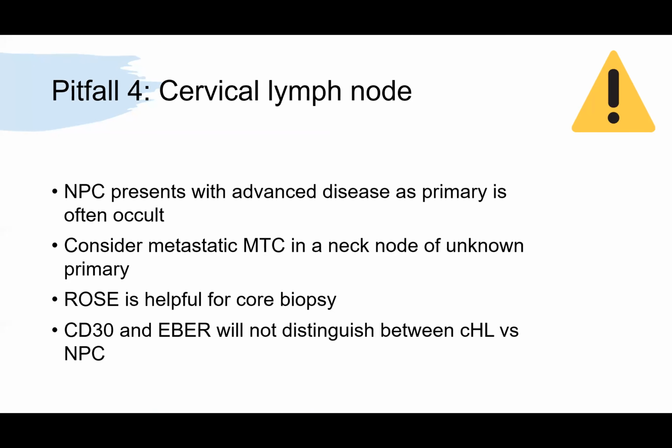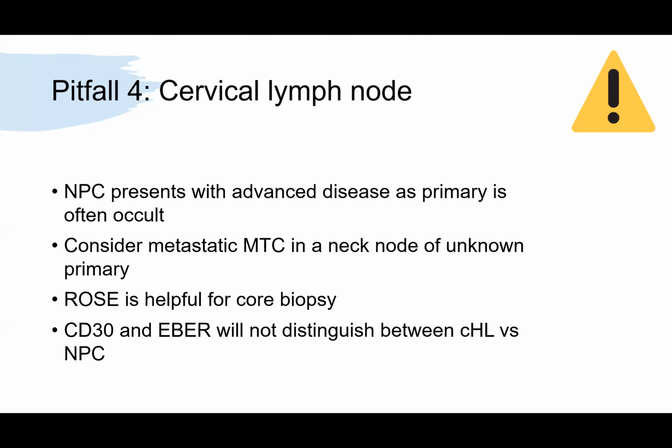So nasopharyngeal carcinoma does often present as an advanced disease, as the primary is often occult. So as a cytopathologist, you may be the first to make the diagnosis. And this is where rapid on-site assessment has been helpful, because a core biopsy obtains as much tissue as possible in that differential. Could this be an underlying lymphoma, or is this going to be a poorly differentiated carcinoma?